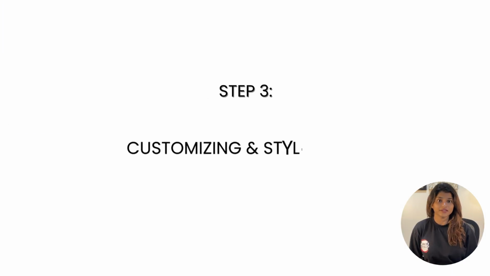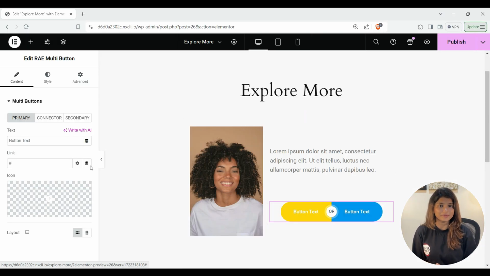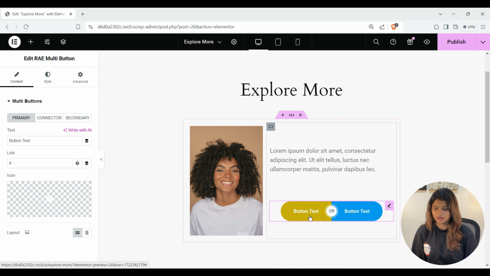Step 3 is to customize the RAE multi-button widget. Okay, now let's start customizing the button. The first option you can see is multi-button under the content tab. Here you can see 3 sections: primary, connector and secondary. Primary means this yellow color button. Connector is this OR connector between these two buttons, and secondary is the blue color button. We'll customize them one by one.